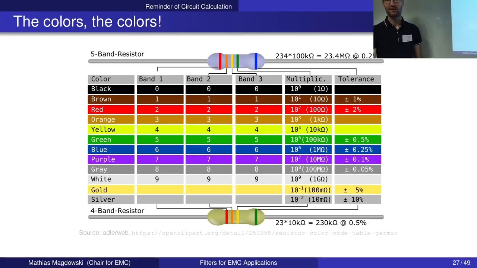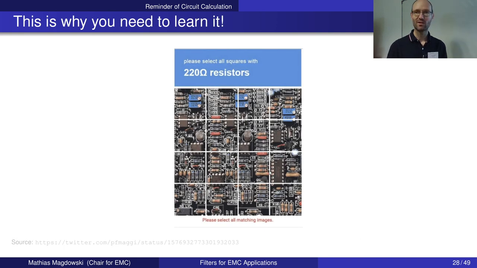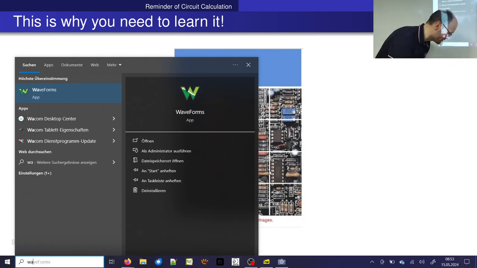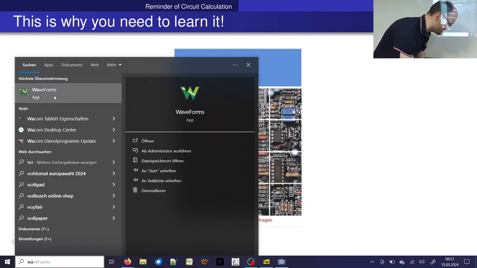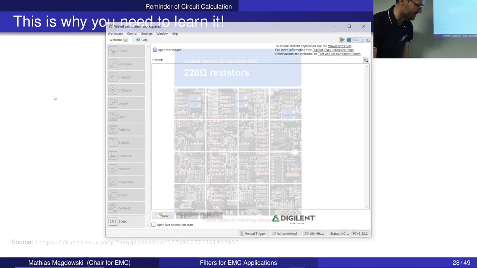And I mean, the question is, at first, we can ask, well, why do you need to know these colors to know the resistor? But you never know. Sometimes you might get a captcha like this: please mark all the printed circuit boards with 220 ohm resistors, and then you need to know about the color code. Okay, so let's measure the impedance of this resistor.